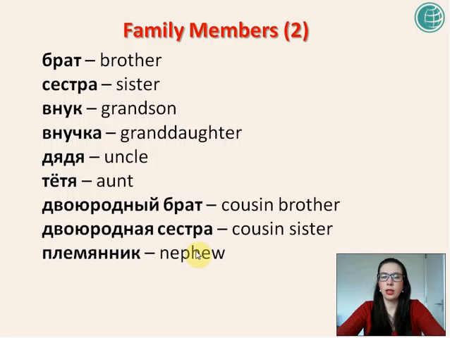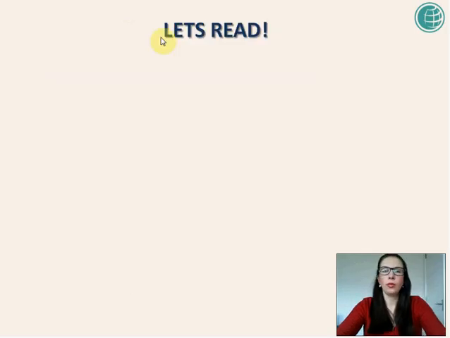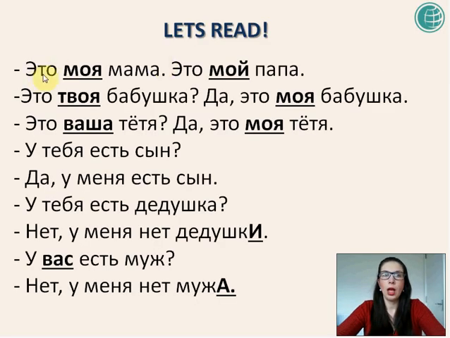Племянник. Nephew. And племянница, niece. Now we will read some sentences about family members and you can practice a little bit. Это моя мама. This is my mother. You remember, моя. You have to put the feminine form of this pronoun to combine it with a feminine word мама. Это мой папа. Мой, masculine form, because папа is a masculine noun.